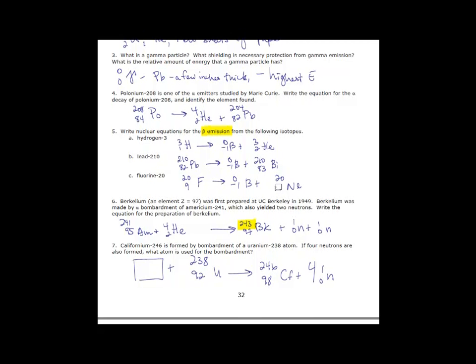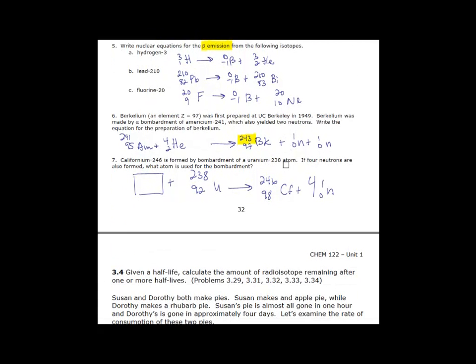Now number 6 and 7 were challenging. A lot of words, a lot of big atoms being thrown around here. Berkelium was first prepared at UC Berkeley in 1949. Berkelium was made by alpha bombardment of americium-241, which also yielded 2 neutrons. So the yielded 2 neutrons part tells you these are in the products. Write the equation for the preparation of berkelium. So berkelium was a product, that's why it goes on the right side of the arrow. It was created by bombarding americium with an alpha particle, and it yielded 2 neutrons.